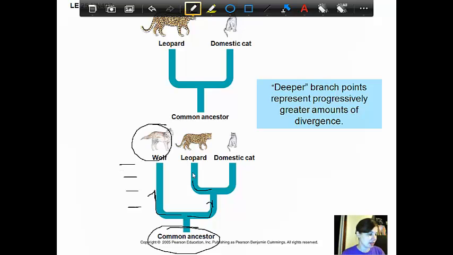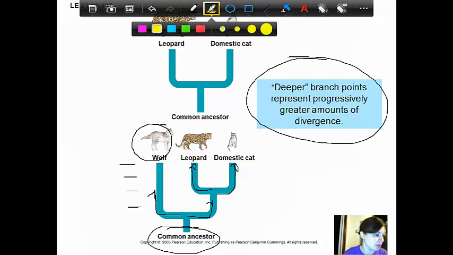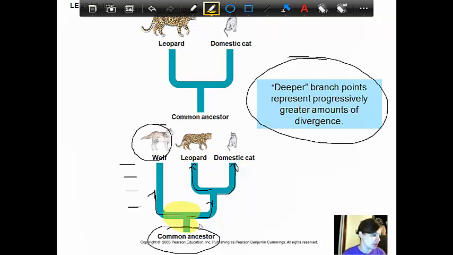Down here we have a second divergence between leopards and cats, and that divergence was more recent than the first divergence. I'm just trying to point out that the deeper branch points, let me highlight what that deeper branch point might mean. This area right here is a deeper branch point than this area right here. And those deeper branch points represent progressively greater amounts of divergence. So the deeper the branch point, the more different or divergent those areas were.